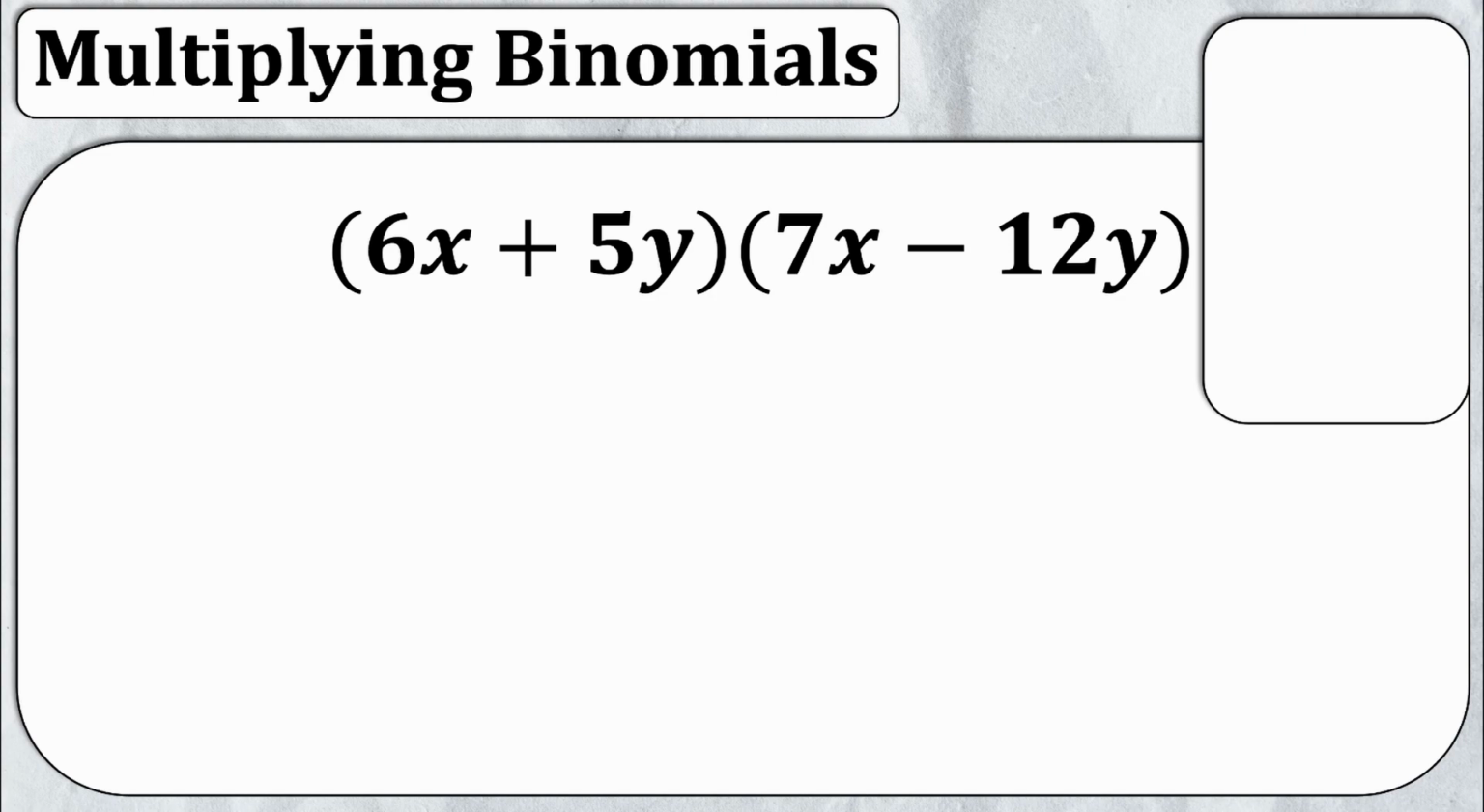This means that the first thing we're going to do is multiply the first two terms of the bracket. So that's going to be 6x times 7x. Now when I'm doing this, I always multiply the coefficients first and then the variables. So 6 times 7 is 42 and x times x is x squared. So my 6x times 7x is 42x squared.